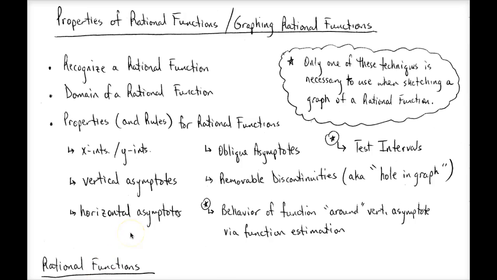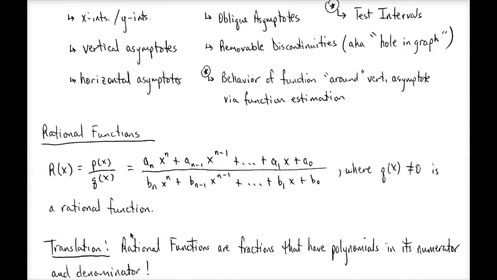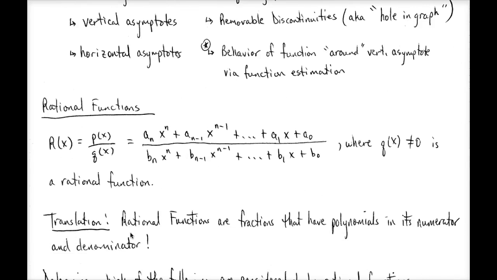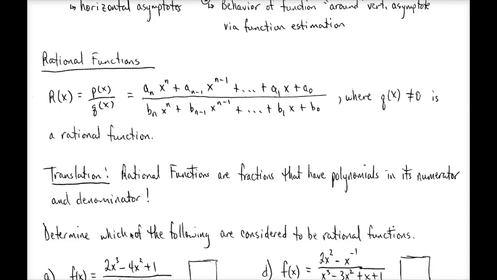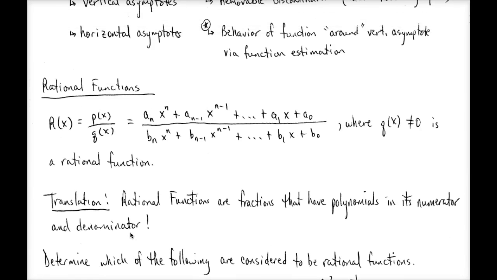So simply put, when we talk about rational functions, they are just polynomial fractions. Simply put, that's really what they are. They're just polynomial fractions. In order to recognize what a polynomial fraction is, we first have to recognize what a polynomial is.